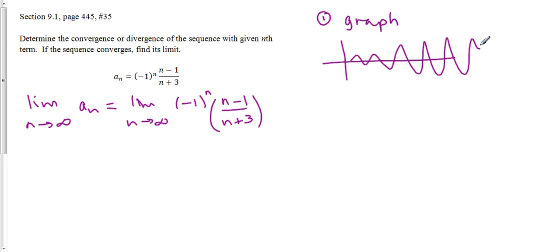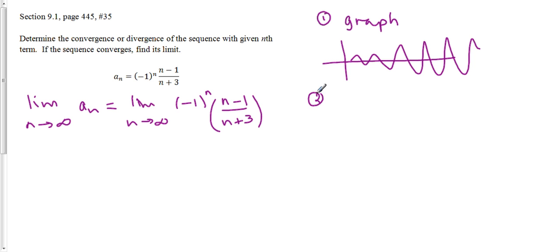To me, that looks like a sequence that's going to diverge. I don't really see it honing in on a single number. It looks like the values keep growing and getting bigger and bigger and bigger. But we need to look at some other methods and confirm our suspicion.